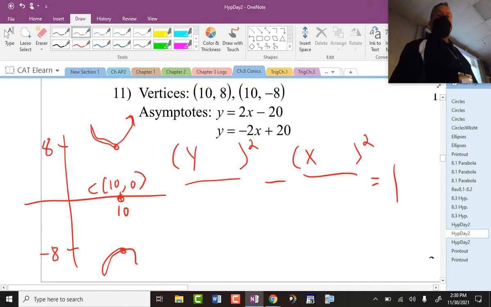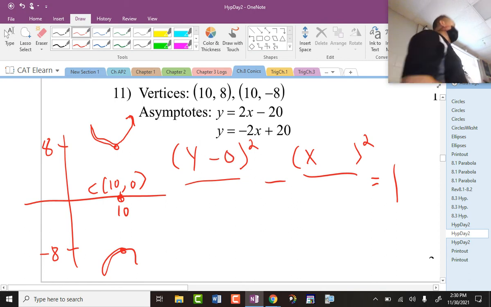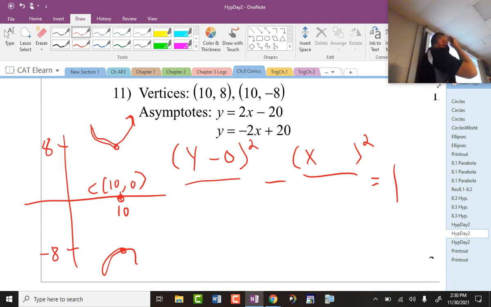It would be y, or y minus 0. But I would prefer just y squared there. But if you want to put y minus 0 squared, I'm fine with it. I know that's not simplified, but it really tells somebody what that is. And then how about x?